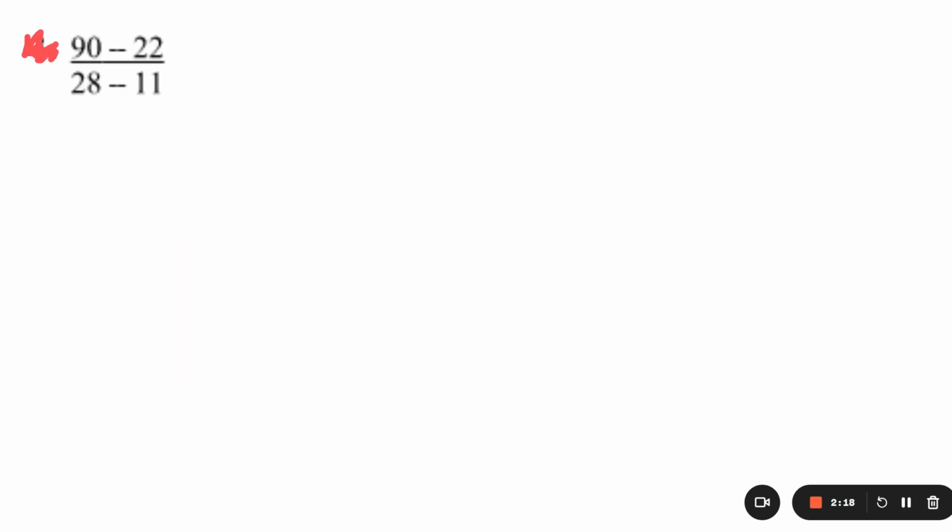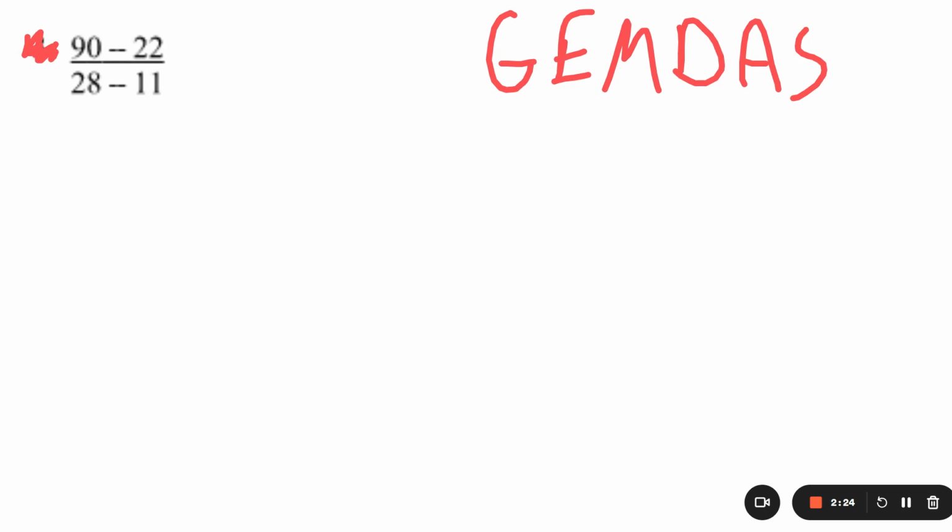Again, we're going to ignore that right there and go over here to GEMDAS. All right, so we have our big division bar. We're going to do the same thing we did last time. We're doing everything on top first, then everything on the bottom, and then whatever we're left with, we're going to divide. So we have grouping technically, because I count that big fraction or division bar as grouping. So we're going to start out with what's on top, 90 minus 22.